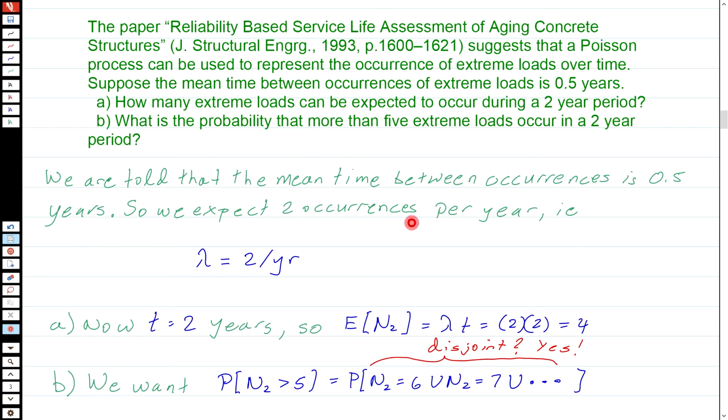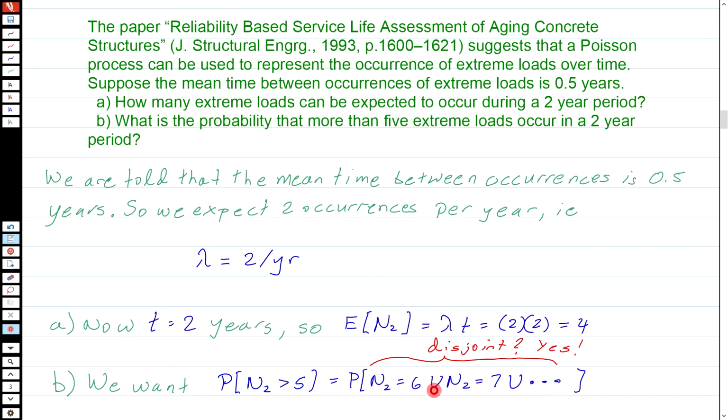Part B is, what is the probability that more than 5 extreme loads occur in a 2-year period? So basically t is 2, and the number of occurrences in 2 years is n2. What's the probability that it's more than 5? Well, the problem with this one is that if it's more than 5, then it's either 6, or 7, or 8, or 9, and that goes off to infinity.